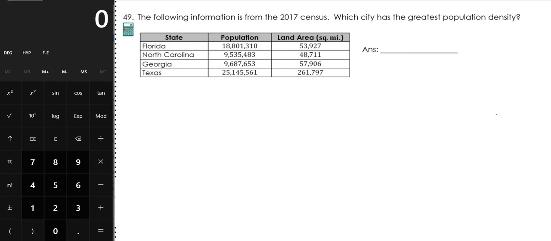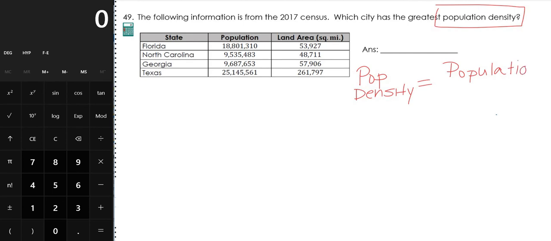Number 49. The following information is from the 2017 census. Which city has the greatest population density? Population density is found by doing a quick formula. I'll call it pop density. You're going to divide the population by the area of land that they occupy. So population divided by area of land.